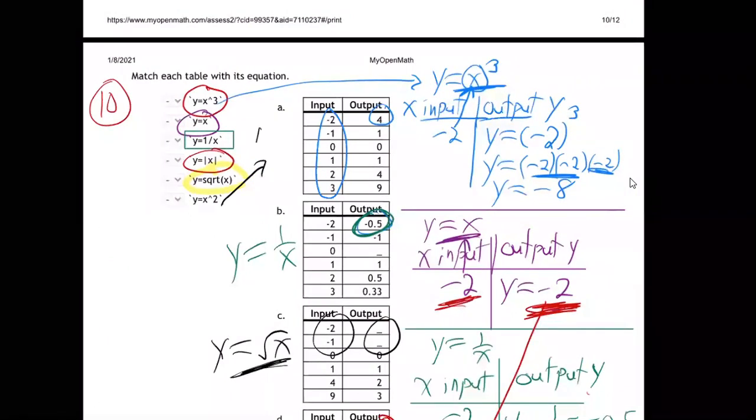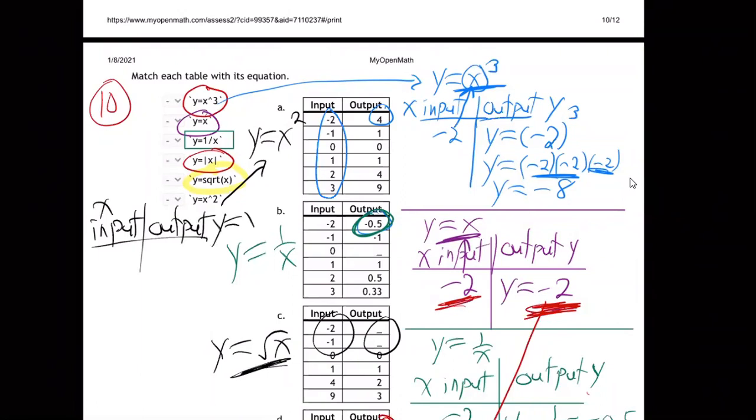Must be y is x squared. Yeah, I could do it right here. Input x, output y is x squared. And so if I put in -2, y equals -2 squared, y would be +4. So -2 and 4, that's right, that's y equals x squared.